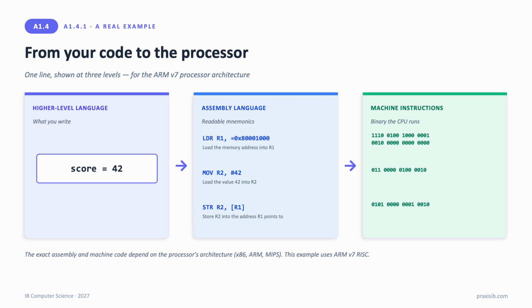Here's one important note before we move on. This exact assembly and binary depend on the type of the processor. For example, x86, ARM, and MIPS are all different. This example uses ARM version 7. You will not have to write machine code by hand, but you should understand this journey. It goes from high level to assembly to binary.